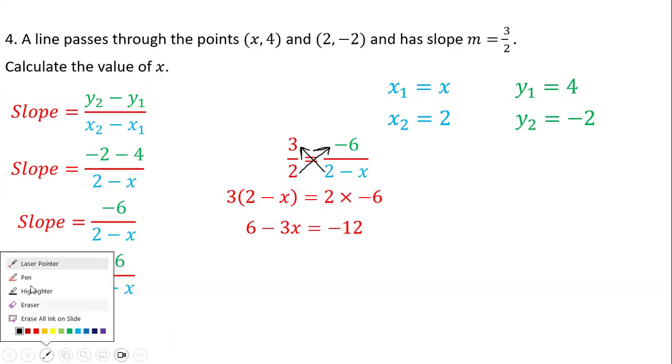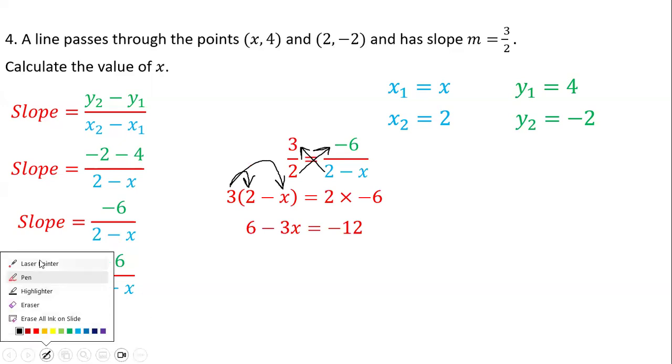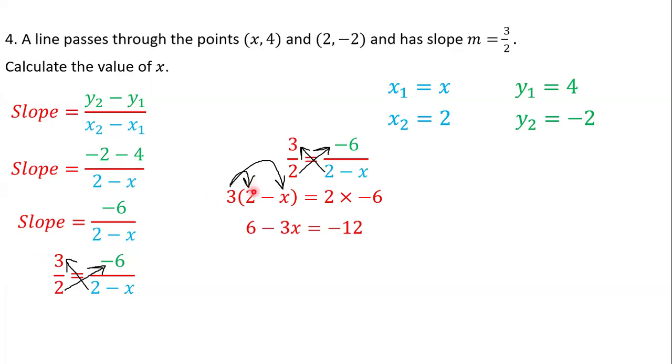And on the left-hand side, we distribute. So we say 3 times 2, and then we say 3 times -x. We have 3 times 2, which is 6, and 3 times -x, which is -3x. And so we have 6 minus 3x is equal to -12.